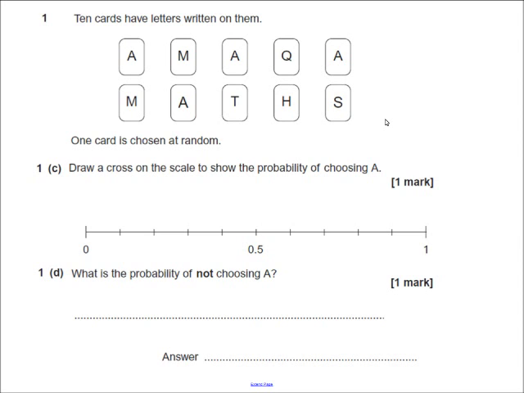Question 1C asks us to draw a cross on the scale below to show the probability of choosing an A. Well, there are 4 A's, so there are 4 cards with A on, out of a total of 10 cards. So 4 over 10. Now when you look at the scale, it's quite nicely divided into 10 sections, with 0.5 being in the centre. So 4 over 10, taking you back to week 2, is 0.4 as a decimal. So what we need to do is mark on here a cross on 0.4.